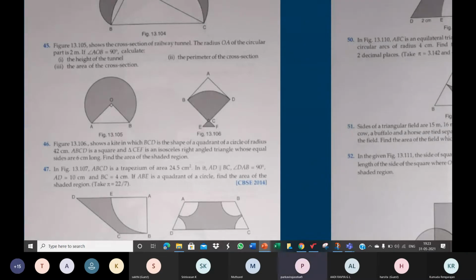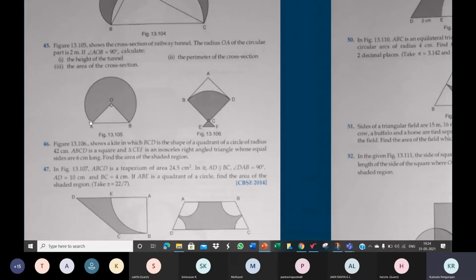Theta by 360 into 2 pi r. Very good. Somebody said theta, but that's correct. 270 is the angle because the angle in the major sector is 360 minus 90, which is 270. So 270 by 360 into 2 pi r will give us the length of this arc. We know the radius is 2.